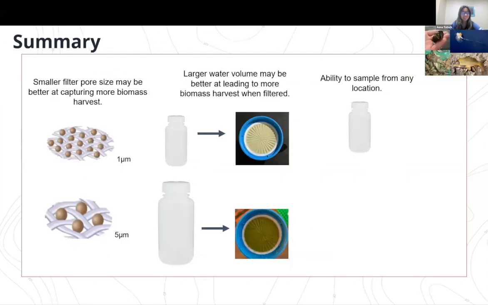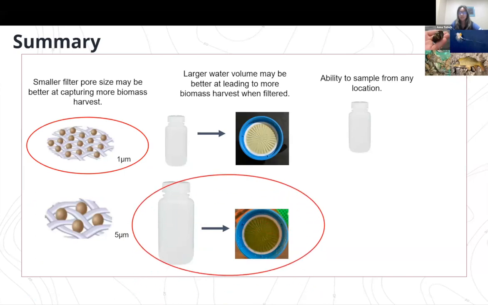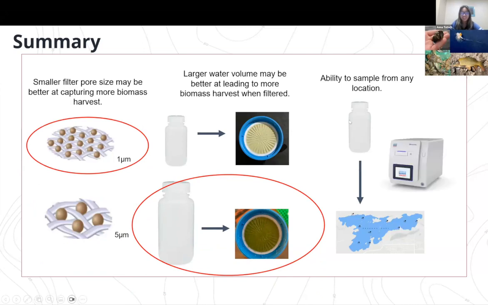So in summary, a smaller filter pore size may be better at capturing more biomass. A larger volume of water being filtered may also lead to more biomass harvest, which overall can lead to more detections of eDNA for presence and absence. Also, you have the ability of sampling from any location, while utilizing digital PCR can potentially help you detect the low concentrations of eDNA found during early establishment of AIS.